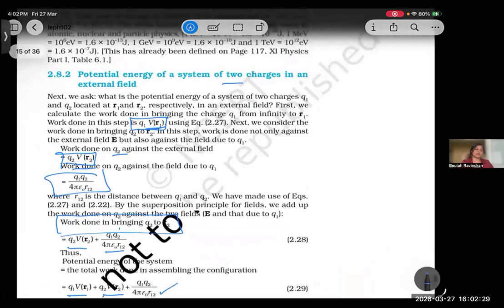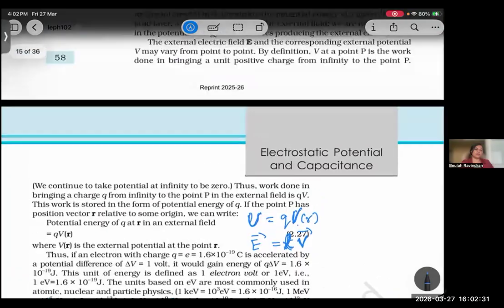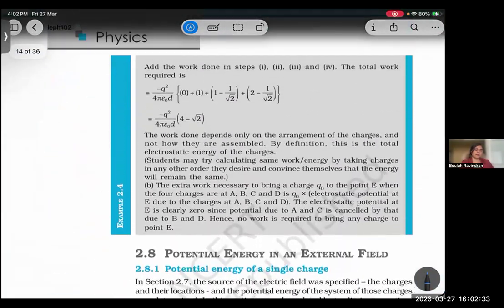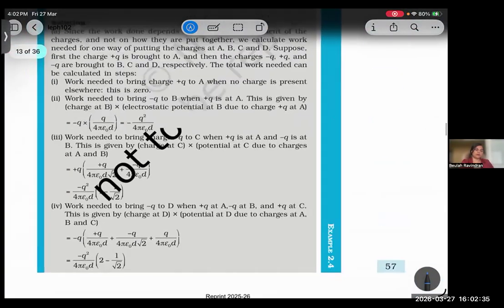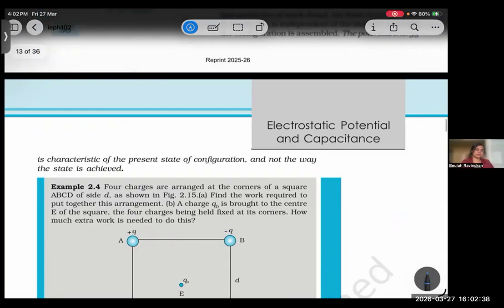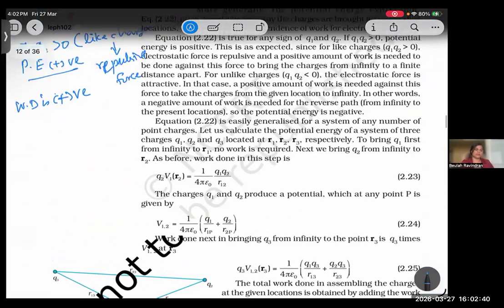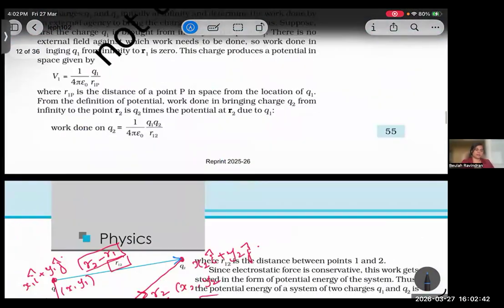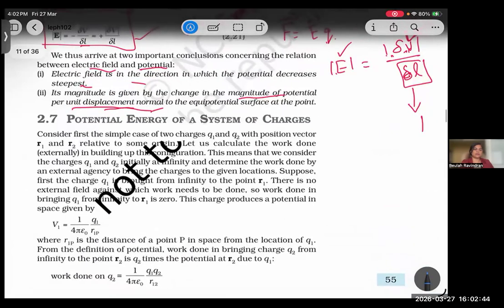So you can write, this is potential energy. So far you have seen, this is all about the potential energy of a system of charges. Here the charges are surrounded and randomly oriented, so there must be n number of charges, a system of charges.